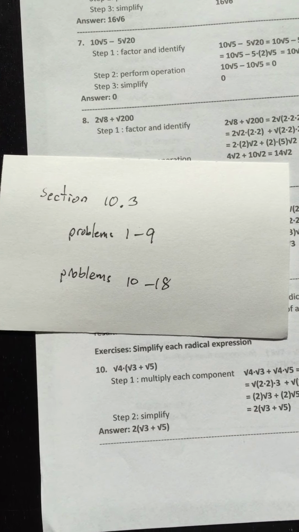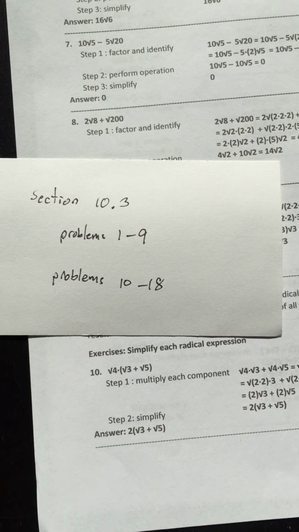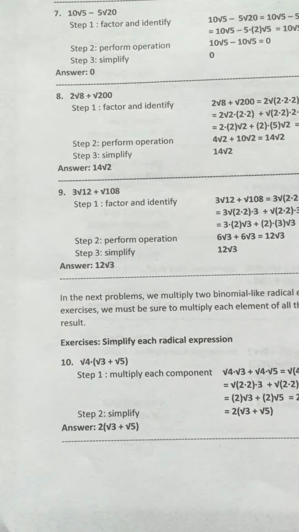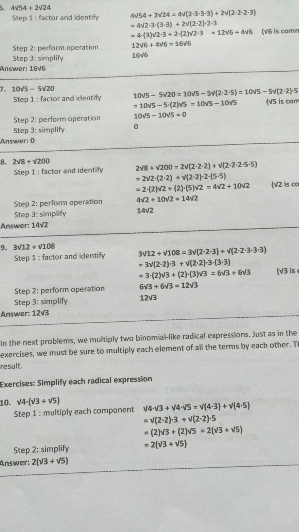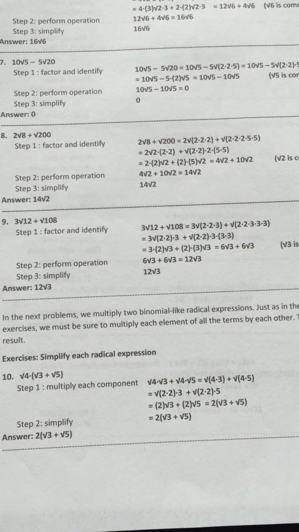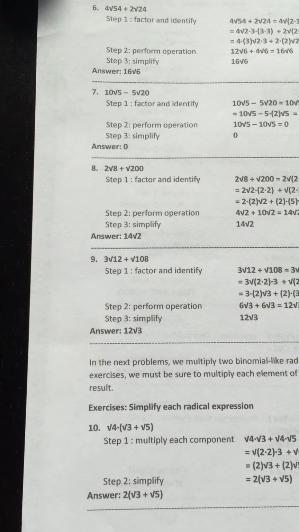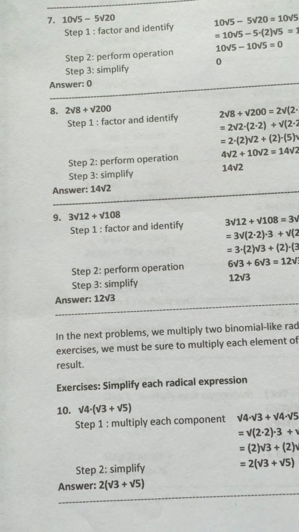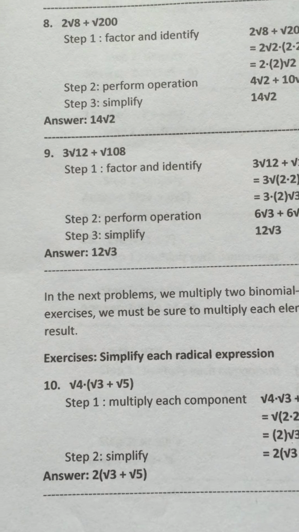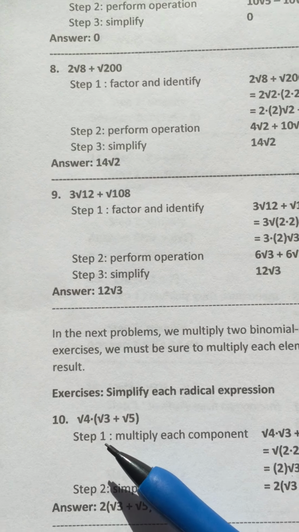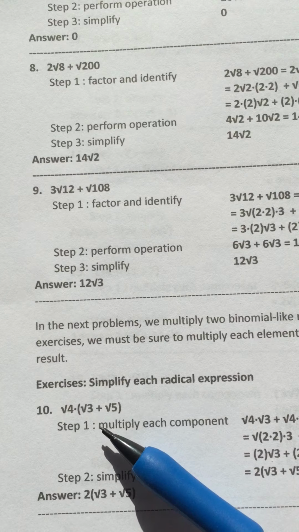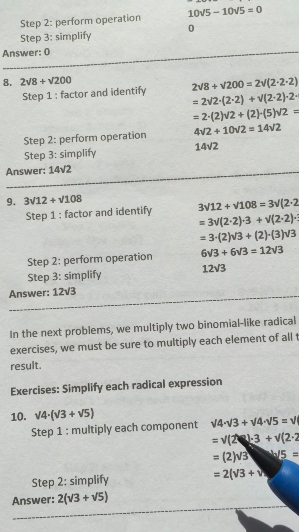Okay, so this is going to be looking at section 10.3 and now looking at problems 10 through 18. So here in the first set we did addition and subtraction. Here we're doing multiplication. So really the only thing you have to know here is to multiply all the terms through. So if you look at the first problem, square root of 4 times square root of 3 plus the square root of 5, multiply each component through.